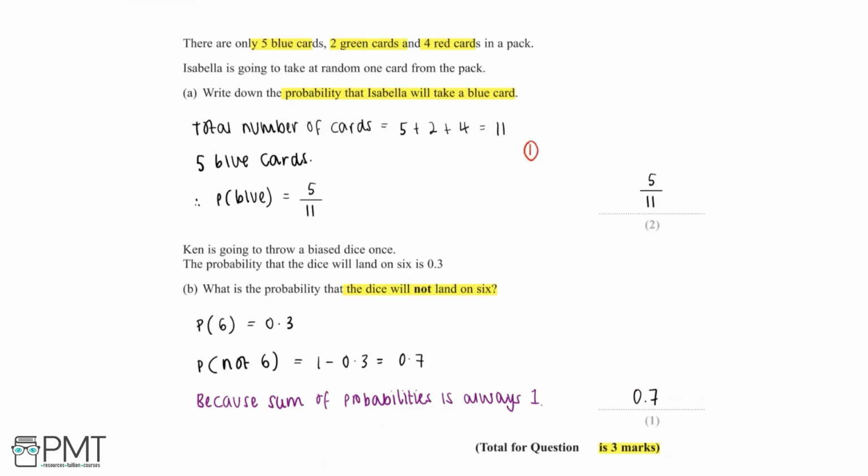We get the second mark for finding that the probability that Isabella will take a blue card is equal to 5 out of 11. And we get the third mark in part B for finding that the probability that the dice will not land on 6 is equal to 0.7, allowing us to achieve the full 3 marks needed in this question.